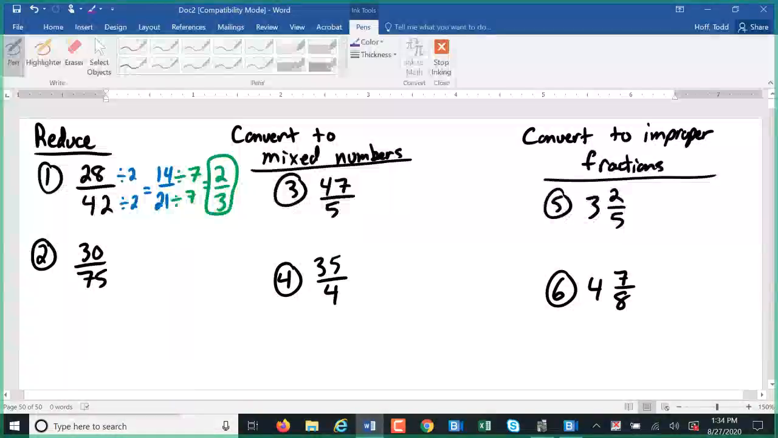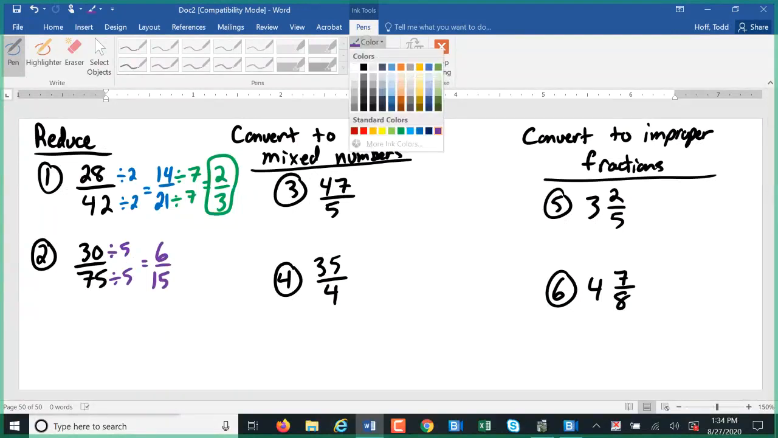Number 2, when we look at it, we see that both of those end in either a 0 or 5, so we know both of them can be divided by 5. So let's do that first and see where we end up. 30 divided by 5 is 6. 75 divided by 5 is 15.